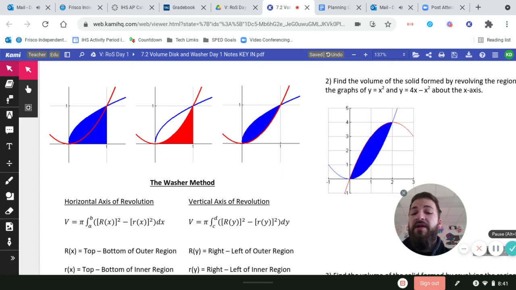The next method we're going to talk about is what we call the washer method. And what makes the washer method unique is that the area, or the base that we're working with, isn't going to be fully touching the axis that we're revolving about. So this is where, with disk and washer, you really have to be able to know the difference between the two, which one we're actually looking at, which one we're doing.